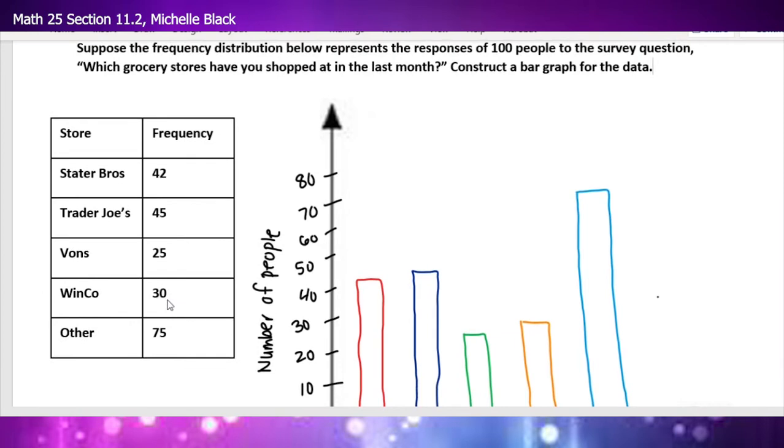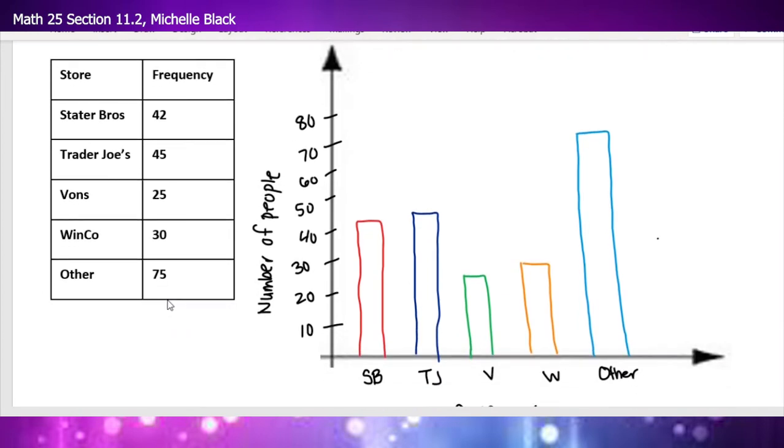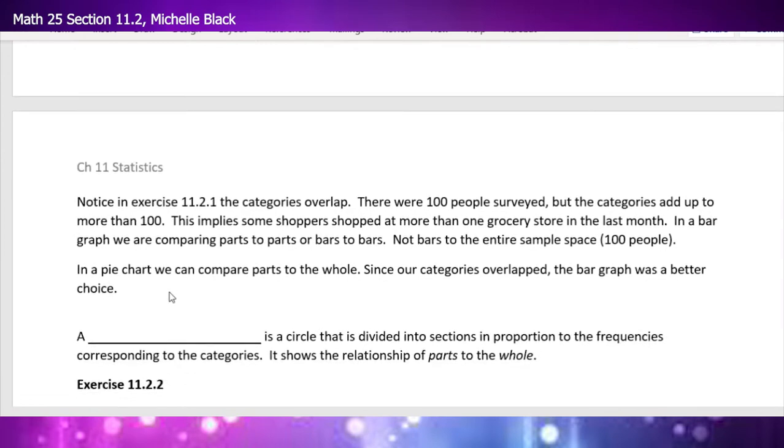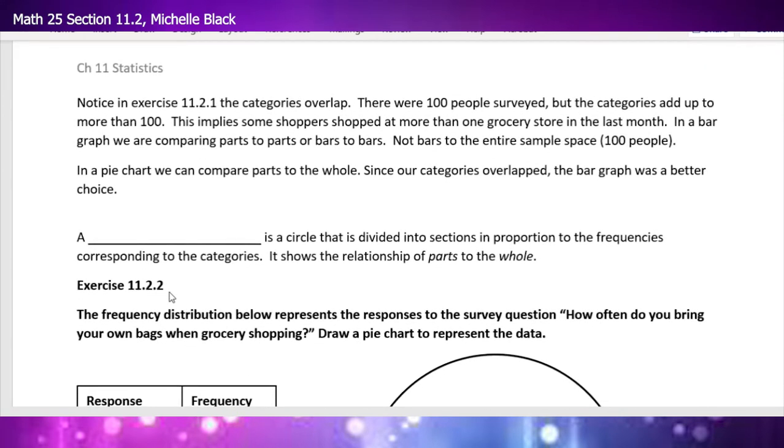This is a good reason to use a bar graph rather than a circle graph, because as we stated earlier, a bar graph compares parts to parts and not parts to the whole. And I can't compare to the whole here when my categories are overlapped with each other and some people gave responses that went into more than one category.